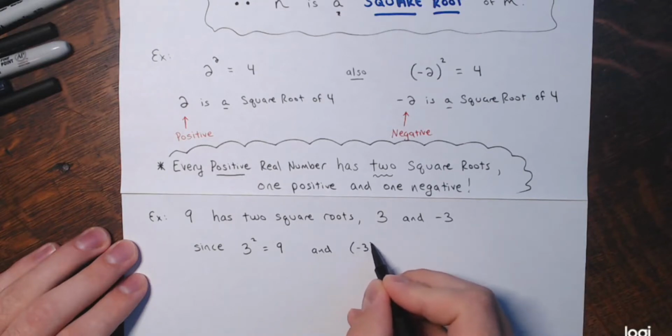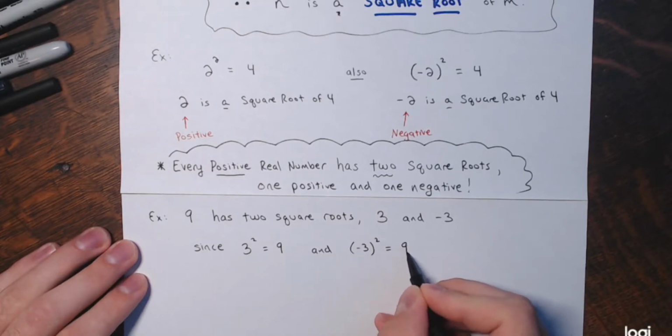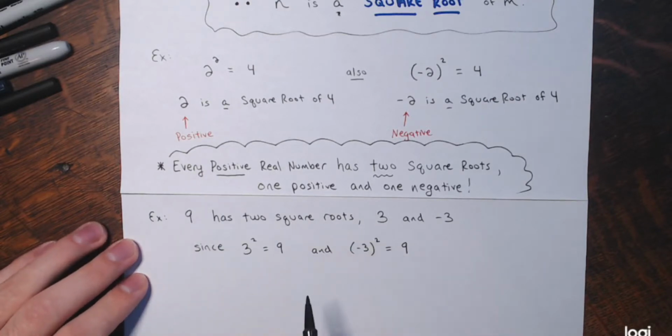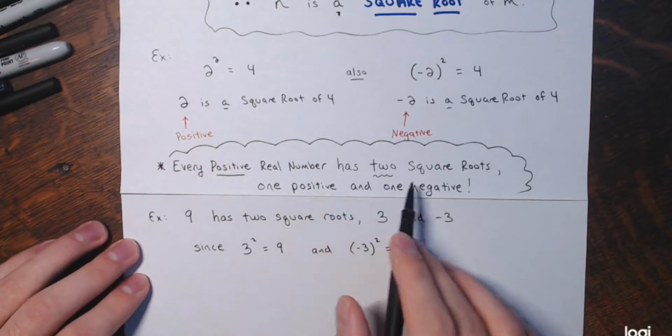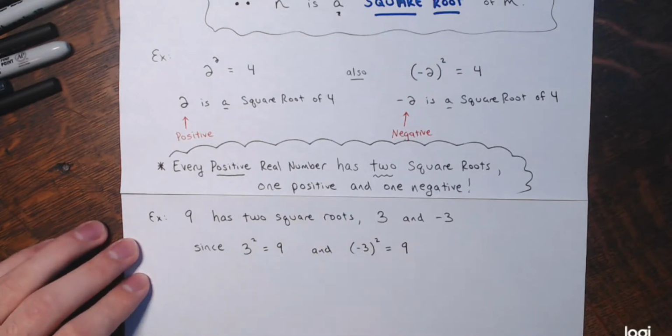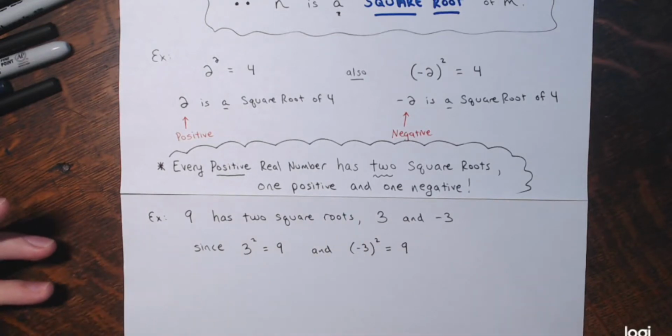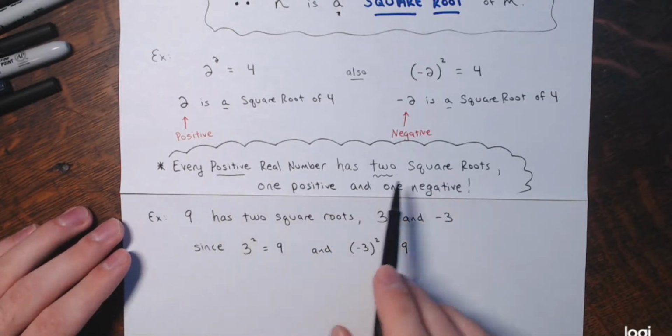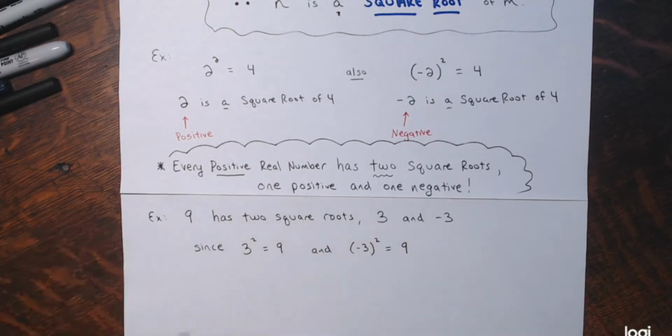And I could keep going with this. Say 16 has 2 square roots, 4 and negative 4. 25 has 2 square roots, 5 and negative 5. And again, I could keep going with this. But every positive real number has 2 square roots, one positive and one negative.